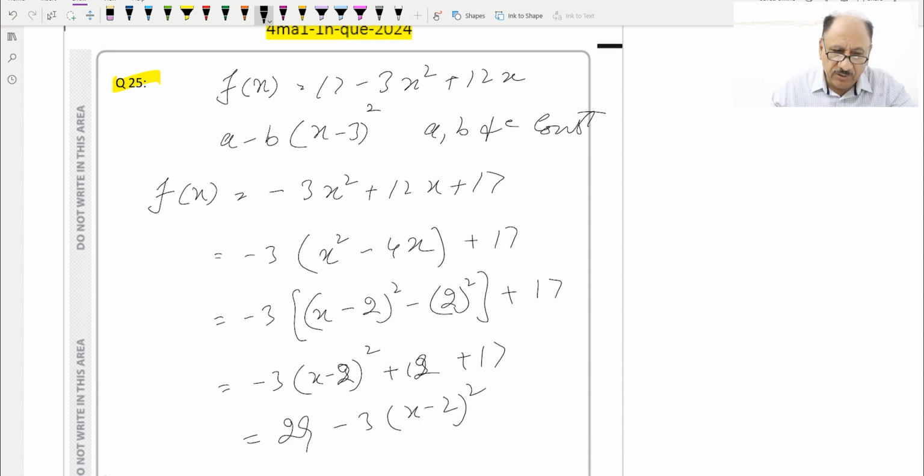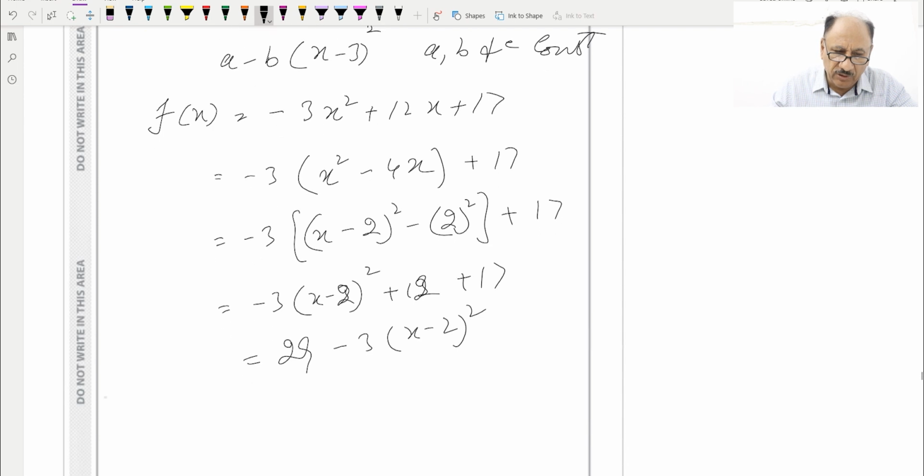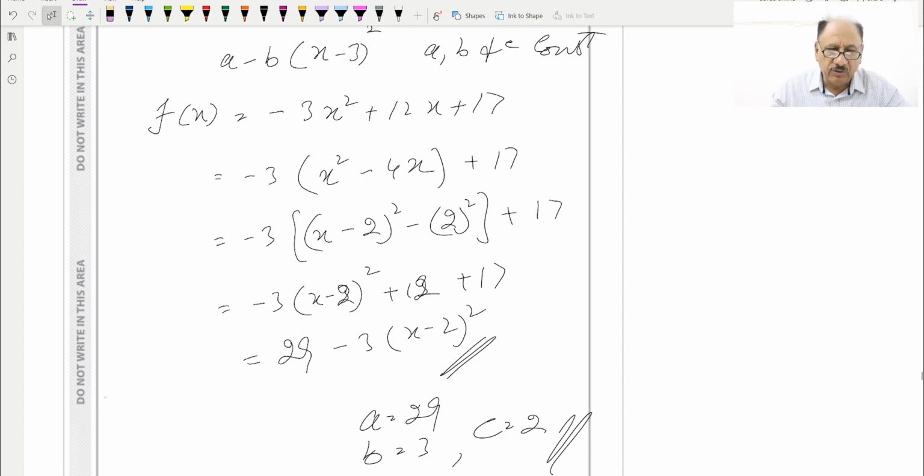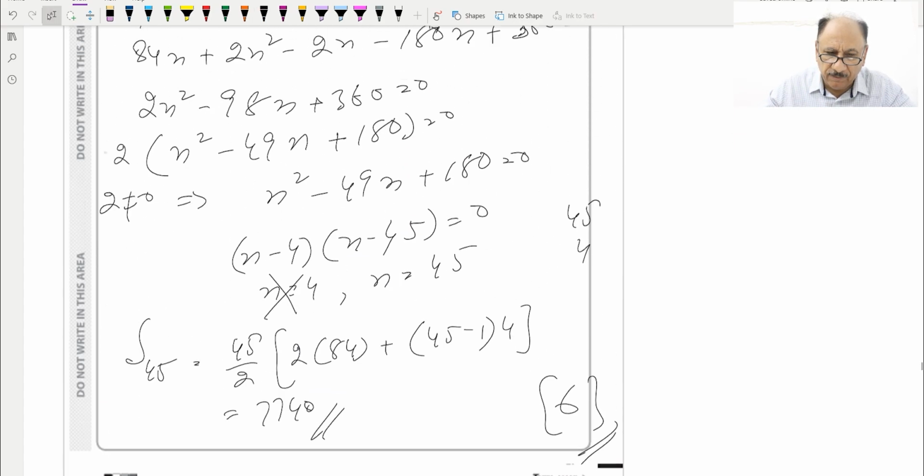We can compare this with the given format, which is a minus b into (x minus c) square. A is equal to 29, b is equal to 3, and c value is equal to 2. These are the values which we have found. Hopefully you understood each and everything.